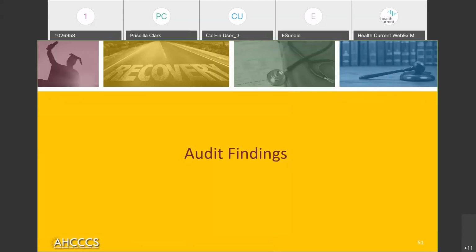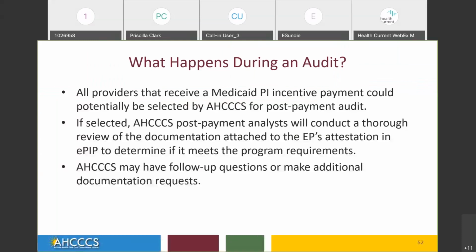So let's look at audit findings when it comes to these three objectives that we've discussed during today's presentation. So what happens during an audit? All providers that receive a Medicaid PI incentive payment could potentially be selected by Access for post-payment audit. If selected, Access post-payment analysts will conduct a thorough review of the documentation attached to the EP's attestation in EPIP to determine if it meets the program requirements. Access may have follow-up questions or make additional documentation requests.